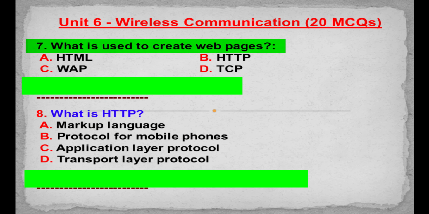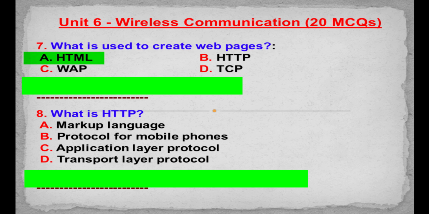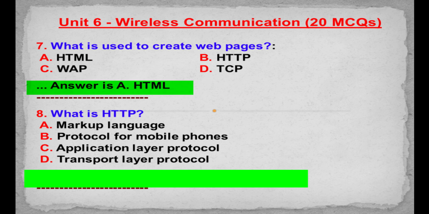MCQs number 7. What is used to create web pages? Option A, HTML. Option B, HTTP. Option C, WAP. Option D, TCP. Correct answer is option A, HTML.